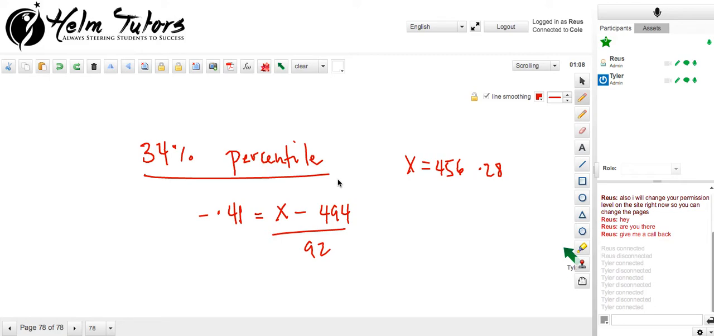And so, what's the interpretation? That it's below the mean, I guess. That's true, but it's saying that 34% or fewer of the PISA scores were below 456. Oh yeah, sure. Okay, cool.